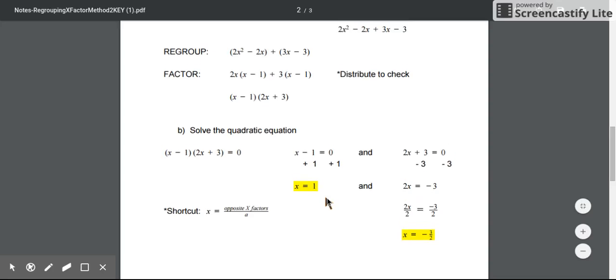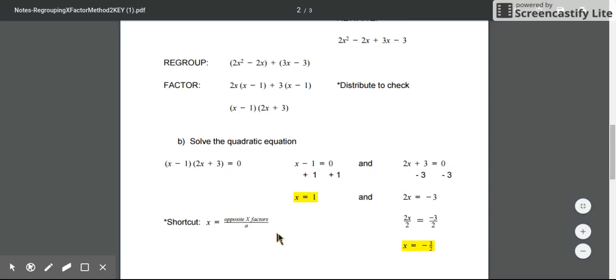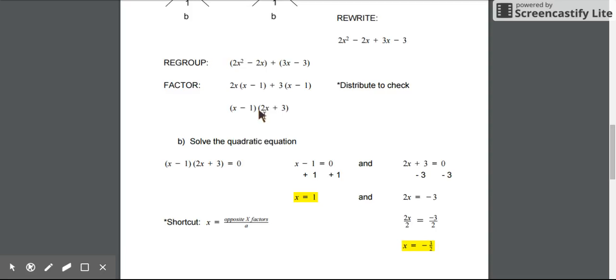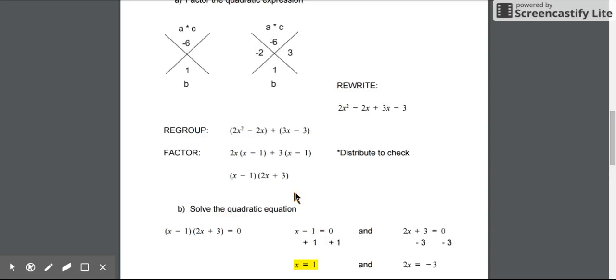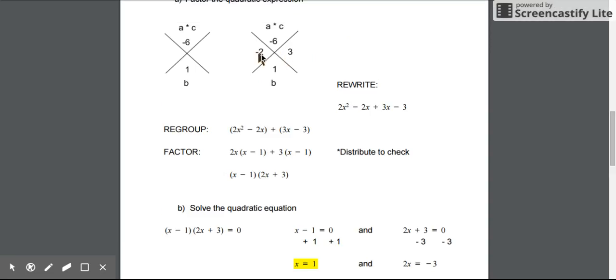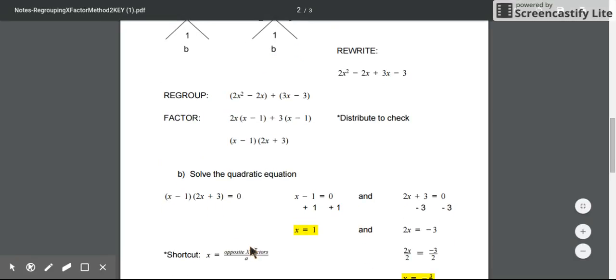There's actually a pretty unique fancy shortcut that we can use to solve. So we can ignore our factors in this form. We can actually just look at our x factors. Those side factors that we came up with in our x technique here can actually give us the solutions. If we just look at the opposite of these factors and divide by our a term, those are our solutions. The opposite of the x factors divided by a are the solutions.